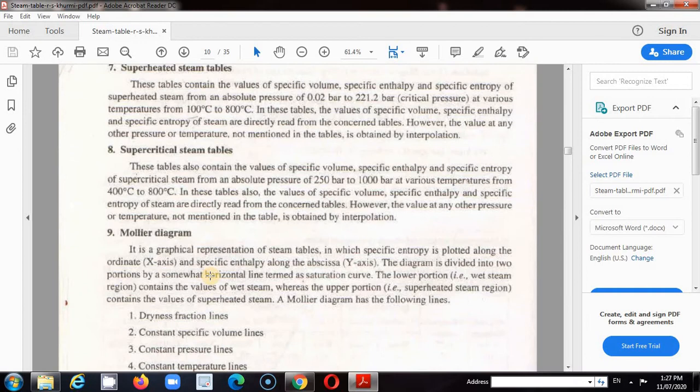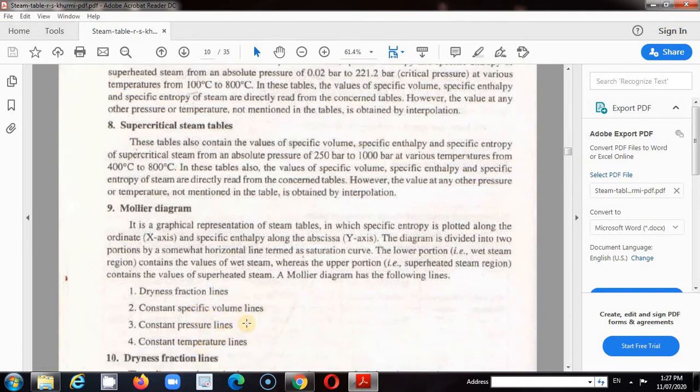down to 0.34. So here it will give the idea about the representation of the values of the dryness fraction lines. Dryness fraction lines are the lines available below the saturated line, and they are parallel to the saturated line, available exactly below that particular portion of the saturated line. Now the other lines are constant specific volume lines, constant pressure lines, and constant temperature lines. These are the most important lines in the Mollier chart.